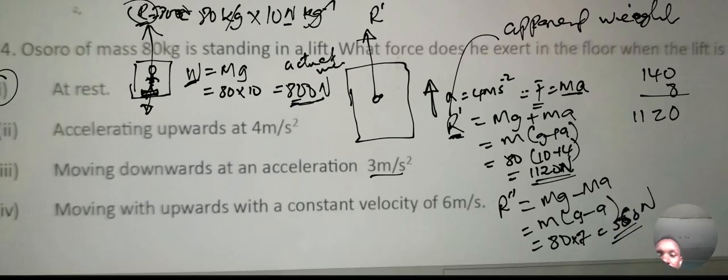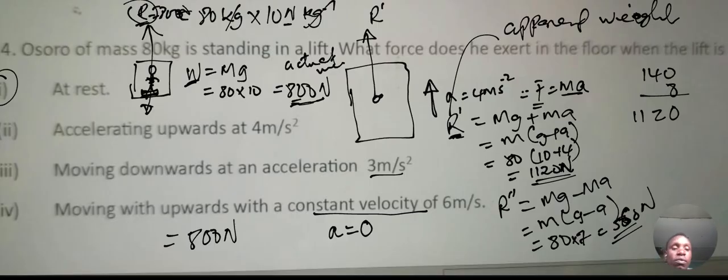But if it is moving upwards with constant velocity, that means acceleration will be zero, and therefore there is no resultant external force due to an acceleration. And therefore, for this, you will still weigh 800 newtons because there is no acceleration. There must be an acceleration for us to have this F that either adds to or is subtracted from the actual weight for us to get the apparent weight.